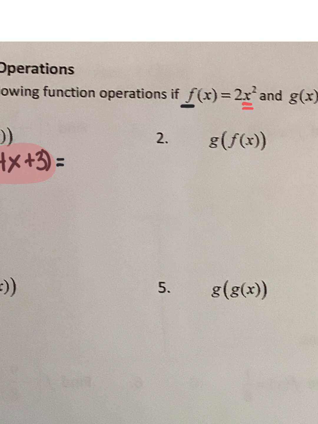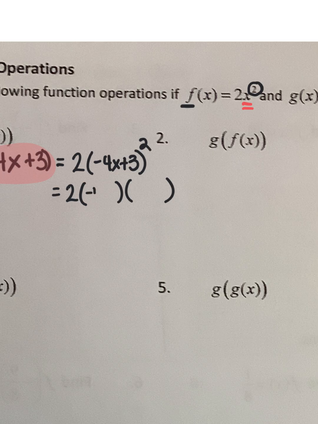So we have the front 2. And then we have x, which we are substituting in for the shaded red, so negative 4x plus 3. And then you can't forget the exponent. So f of x is 2x squared, and our x is more complicated. It's negative 4x plus 3. So then you write that down twice and multiply it out all the way. So FOIL those two, or distribute the 2 into one of them and then multiply.